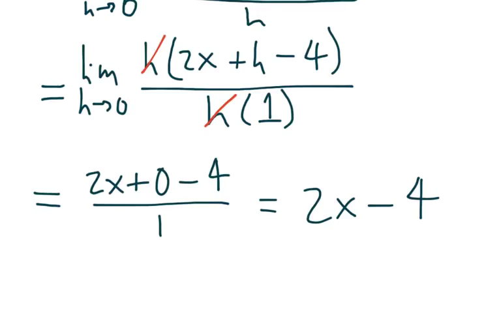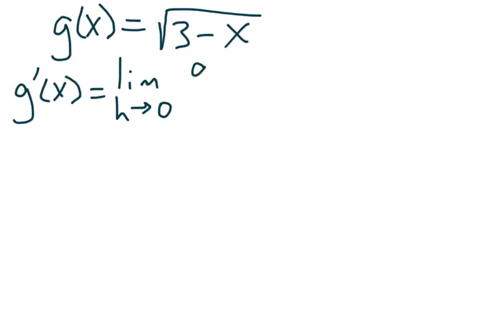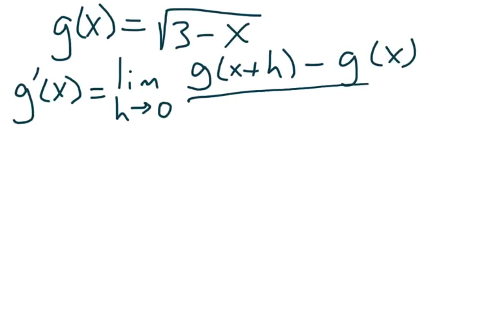Let's move to our next function. g of x equals the square root of 3 minus x. The definition tells us g prime of x is the limit as h approaches 0 of g of x plus h minus g of x all over h.